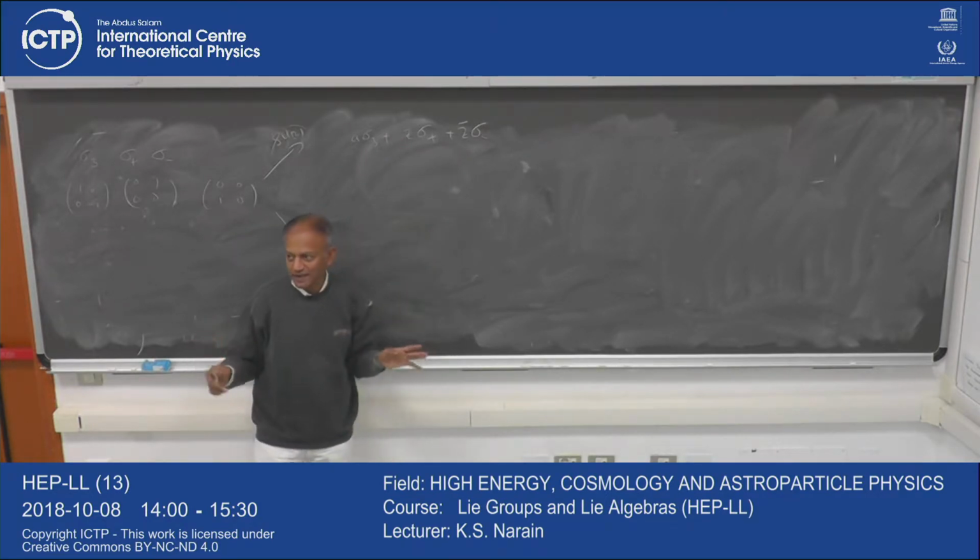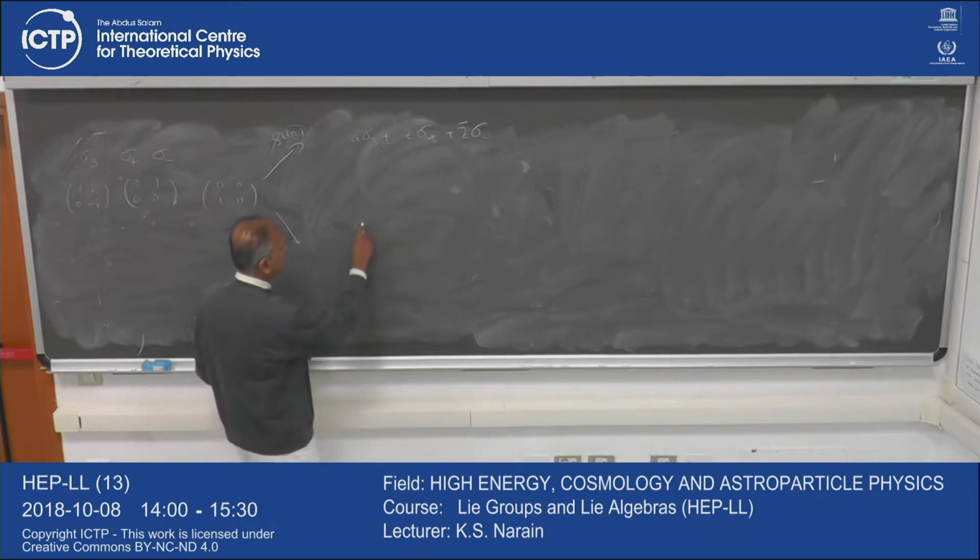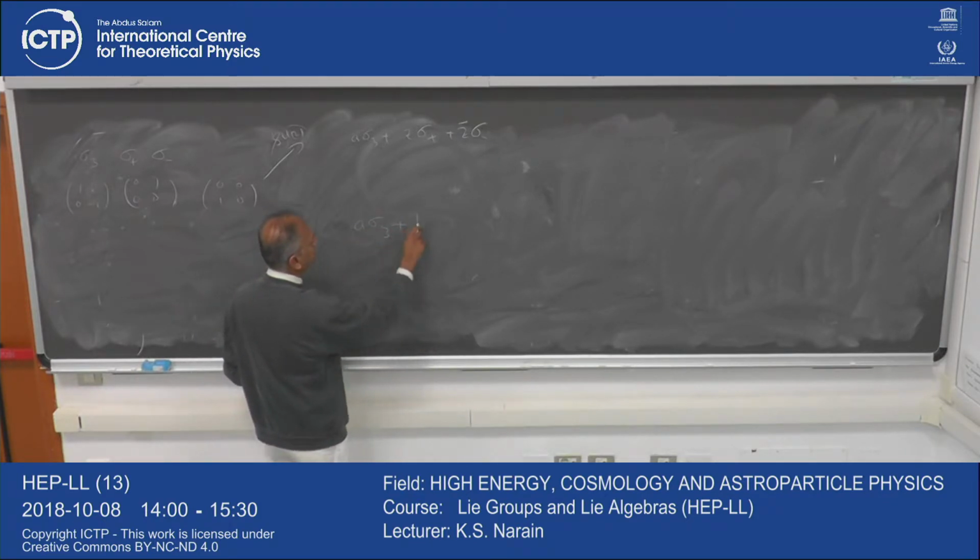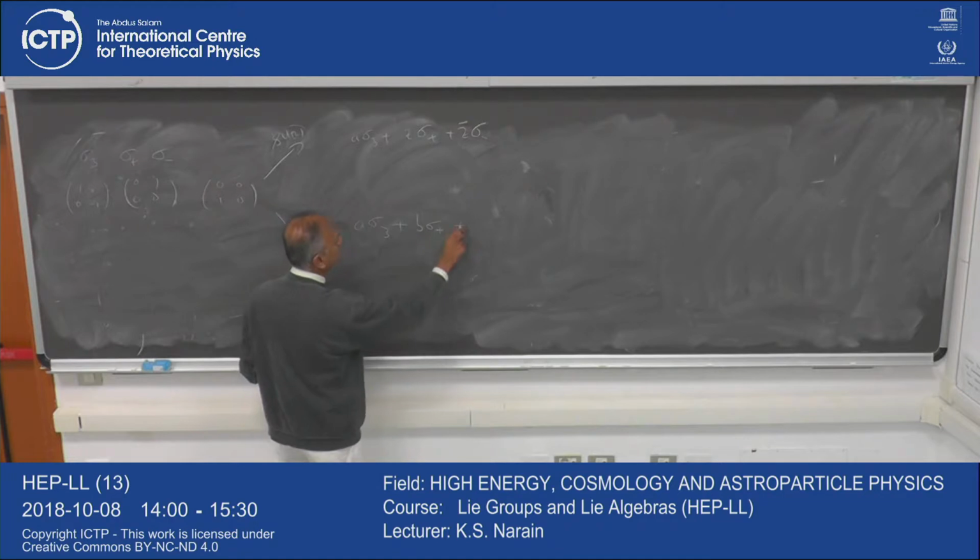But suppose you have chosen another reality condition. So we take just a real A sigma 3 plus B sigma plus C sigma minus, where these are all real. Everything is real.